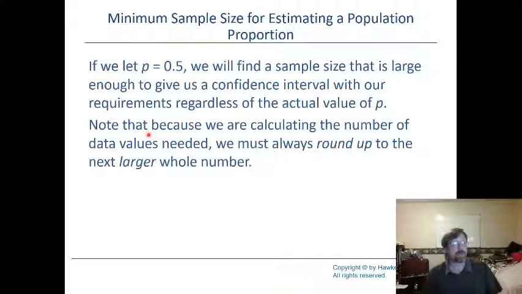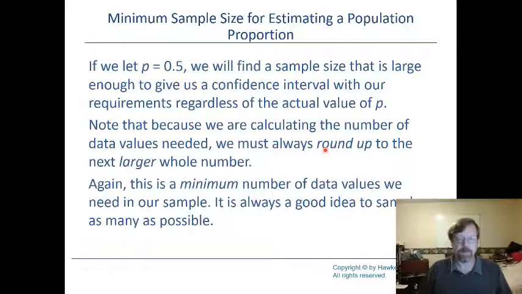In this case, you always round up to the next larger whole number. You can't have a partial data value. Partial data points don't exist. And again, this is just a minimum. It's always a good idea to have more.